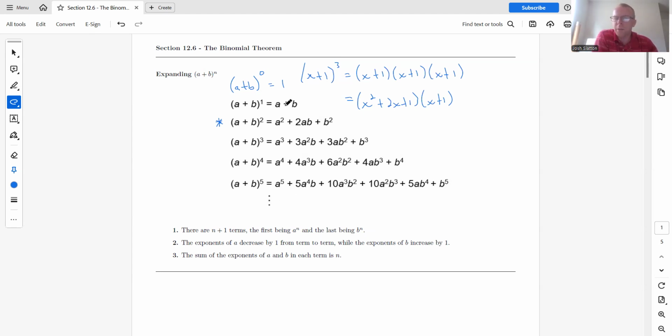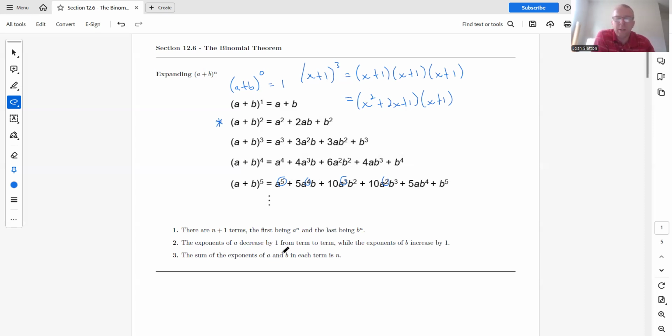The other thing to notice is that we'll go down here to the 5th. So the a exponent decreases as we move along. So 5, 4, 3, 2, 1, 0, a to the 0. The b term, or the second term in the binomial, will go up. So here we have b to the 0, b to the first, b to the second, b to the third, b to the fourth, b to the 5th. So that will always be a pattern. So both of those things will be patterns.